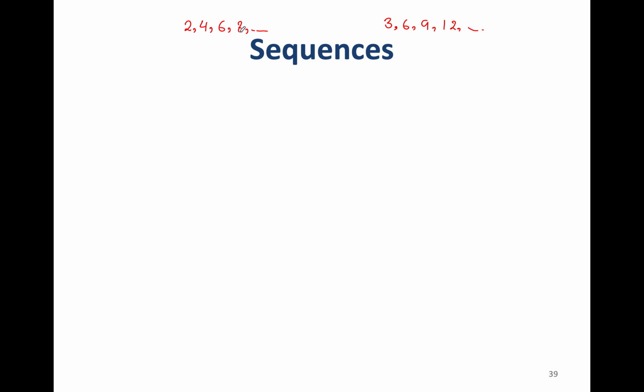If we add 2 to the first term, then we move to the next one, which is 4. 2 plus 2 is 4. Let's again add 2. 4 plus 2 is 6. And 6 plus 2 is 8. The same here: every time we add 3 to the term, we move to the next term. 3 plus 3 is 6. 6 plus 3 is 9. 9 plus 3 is 12, and so on.